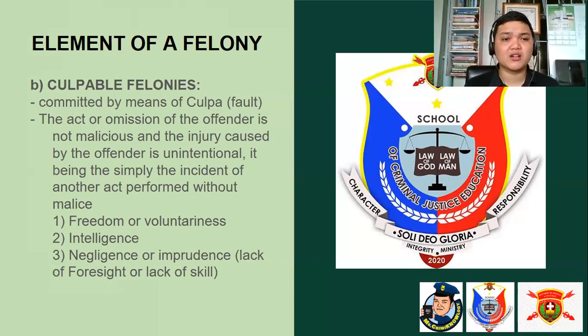Number one, of course, the freedom and voluntariness. Without the following, there is no intelligence to do it. It is through neglect or imprudence or lack of foresight or lack of skill. So you just neglected through negligence, imprudence. The key word there is you don't have the intent, you don't have the voluntariness to do it, and that is just for the lack of foresight, lack of skill.